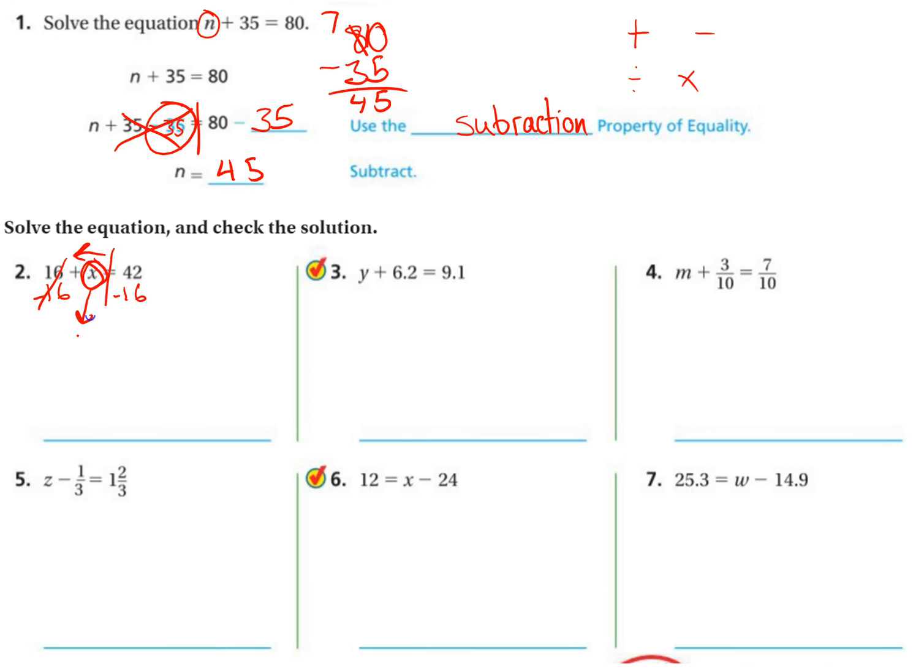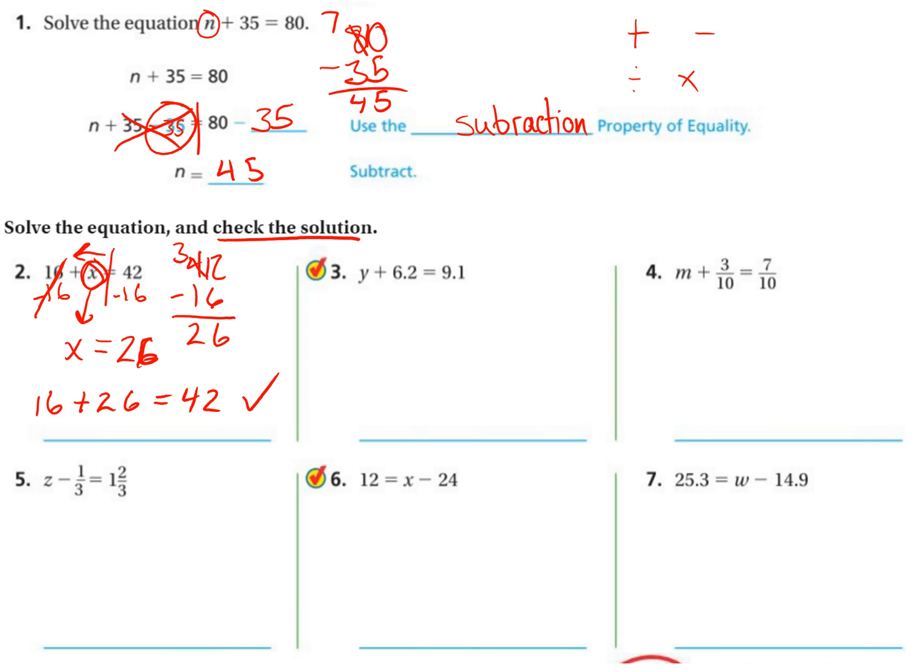So you'll notice now we have just x on this side because we got rid of the 16, equals, and then to find out what it equals, I have to do 42 minus 16. So 26, and then it says check the solution. So then I plug it in. 16 plus 26 does in fact equal 42, so this checks out.